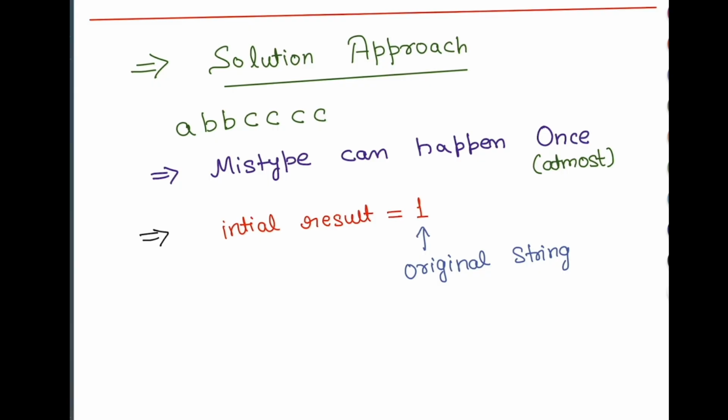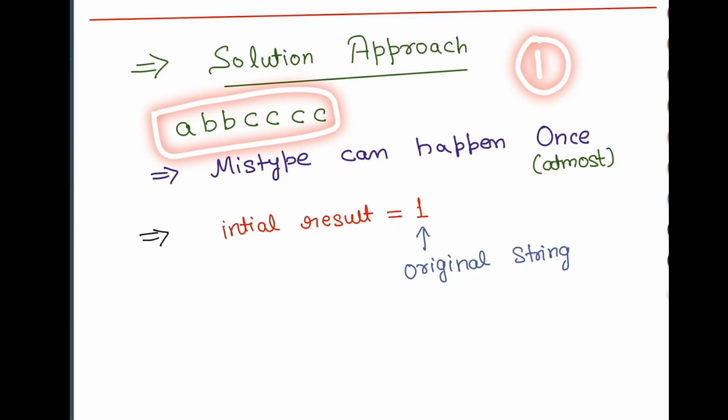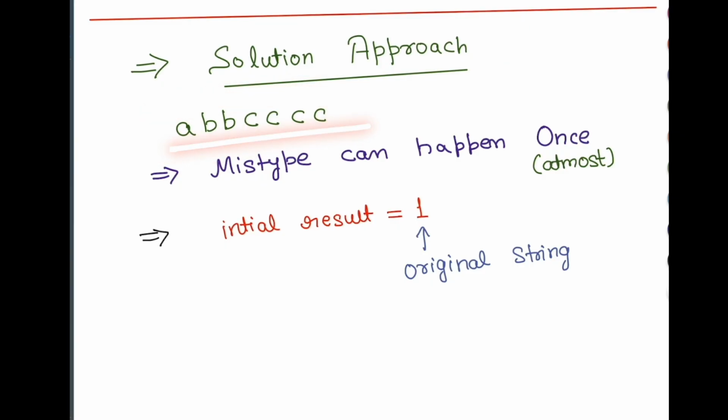Maybe she has not made the mistake and this could be the original string. So I know that if no mistake happens, then there will always be one possibility and that's the original input, right? Maybe she was actually trying to type this. So I would say my initial result will be 1. That's the original string we have, the original input we have. So I know that the minimum answer is 1, but do you see more answers than 1?